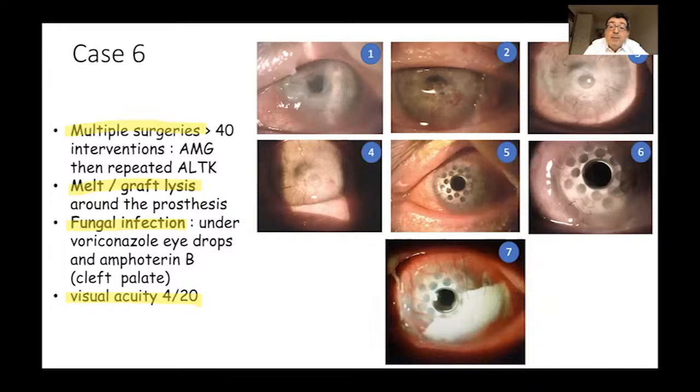And we were happy at this stage with the Boston keratoprosthesis. However, we had defective healing and melt of the peripheral part of the Boston keratoprosthesis. Then fungal infection that was treated systemically and topically, and we performed more than 40 surgeries in order to maintain a vision in this patient.